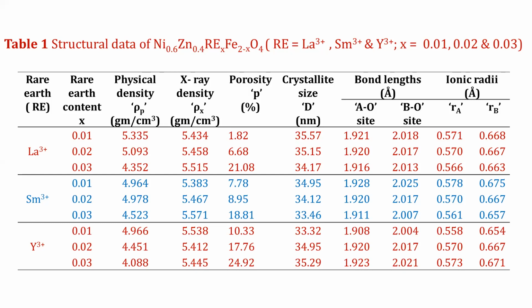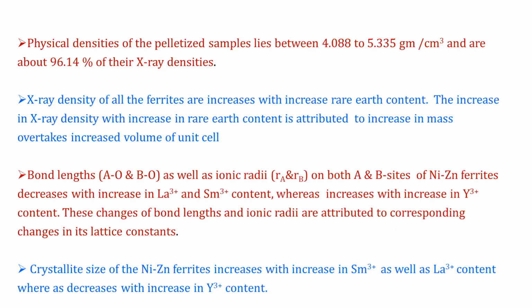Now here, the X-ray density of lanthanum substituted nickel zinc ferrite increases with increasing lanthanum content. It means that mass overtakes the increasing volume. This trend is also followed for the samarium substituted nickel zinc ferrite. But in the case of yttrium substituted ferrite, the X-ray density decreases with increasing yttrium content. Now physical density, okay, this is already explained.